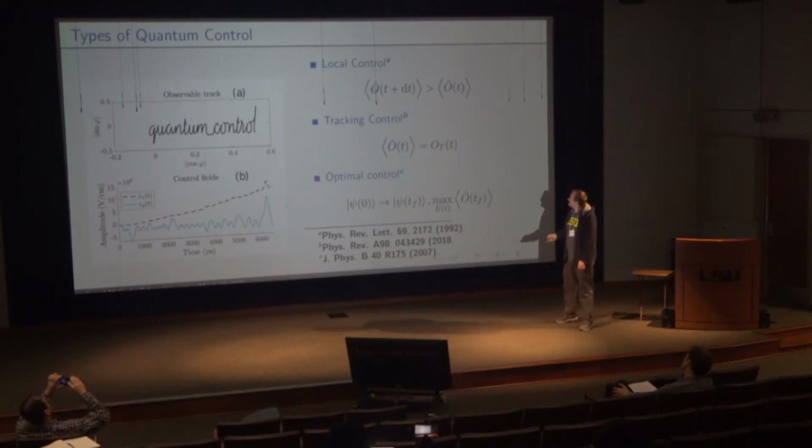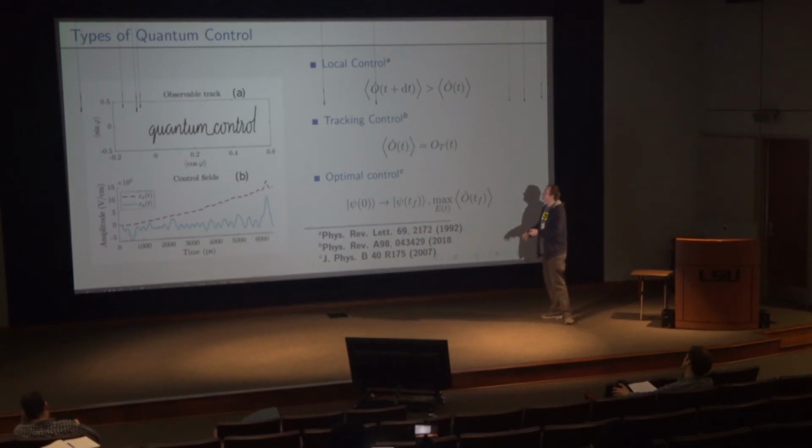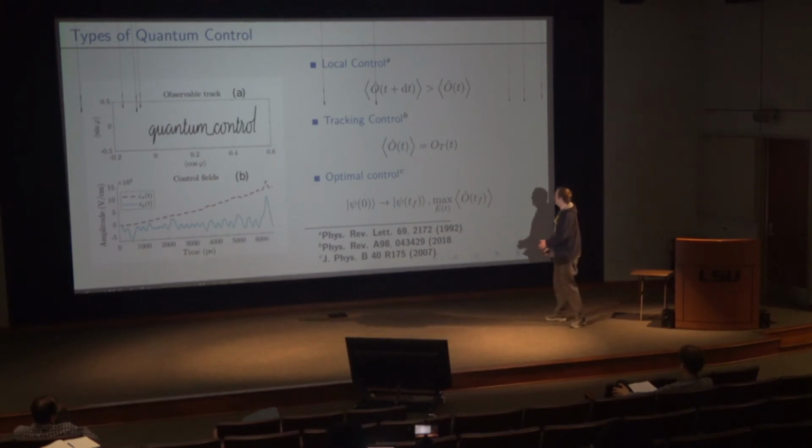Separate from this is what I'm going to be talking about today, which is tracking control. In this one, you specify a trajectory that you want your expectation to follow. So in some sense, you can almost think of it as a time-dependent version of local control, whereas with local control, you just want something to go up and you don't really care about the time dynamics. With tracking control, you're trying to put the expectation at a precise value at each point in the evolution.